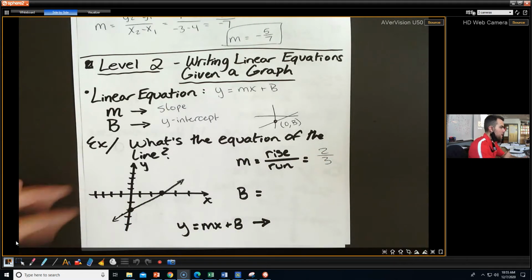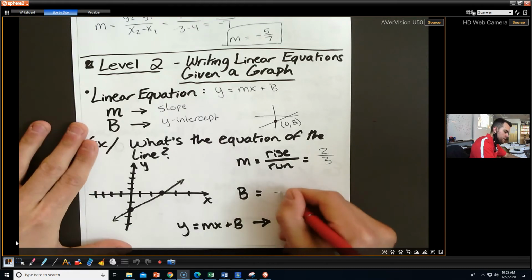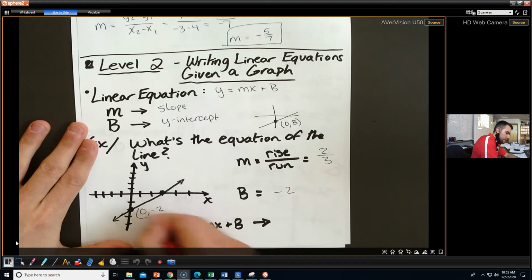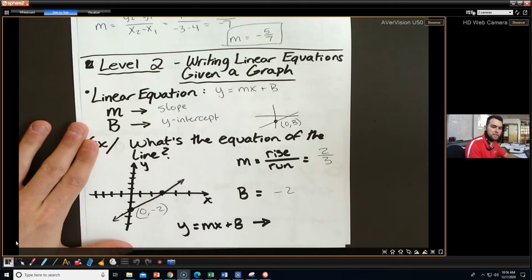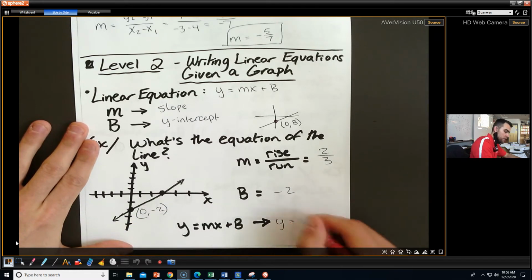And then what's my b going to be? It is going to be negative 2, yes. This point is (0, -2), thus negative 2 is the b. So putting it all together, my equation is y equals 2/3 x minus 2. And that guy's done.